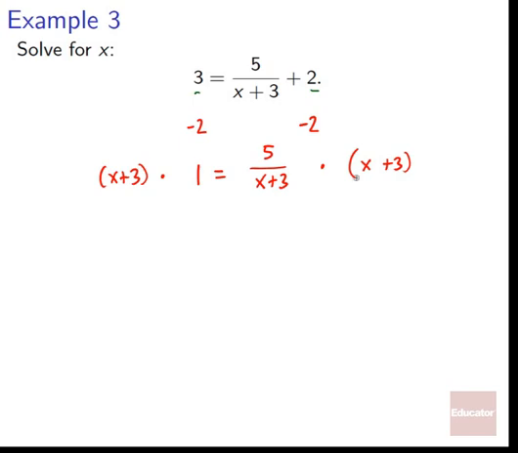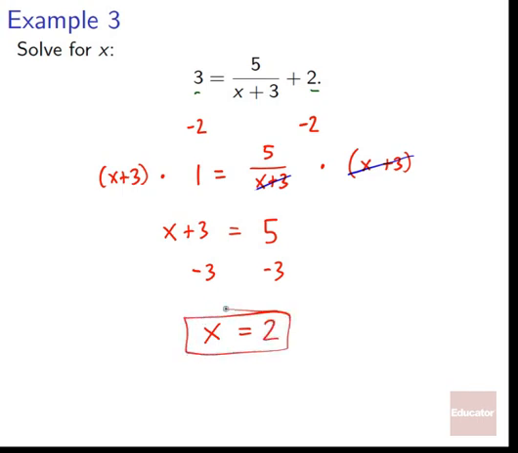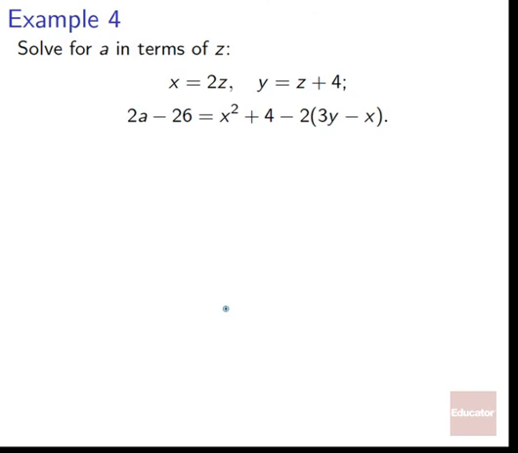So x plus 3 times x plus 3 on the bottom, they cancel each other out. x plus 3 times 1, that's just going to become x plus 3. Since we cancel out the x plus 3 on the bottom, we've got 5 here. Now we ask ourselves, how can I get that x alone? Oh, it's not too hard from here. We just subtract 3 from both sides, minus 3, we get x equals 2, and there's our answer. Great.